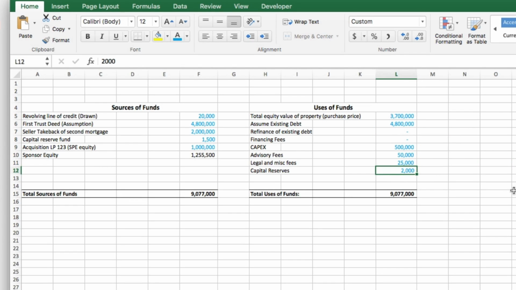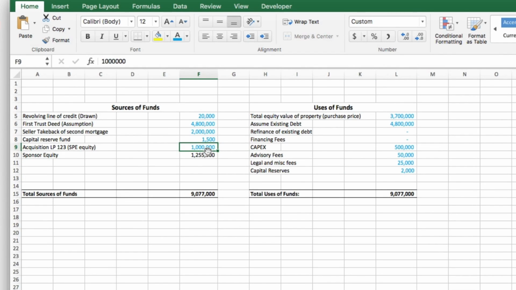And if I change the capital reserves to, let's say, $1,500 that I need, watch what happens to this number right here. It drops. This number here and this number here remain the same. The total sources and uses is the same, but the amount of sponsor equity changes. It drops. Okay, I don't need an extra $500. Same thing that happens here.